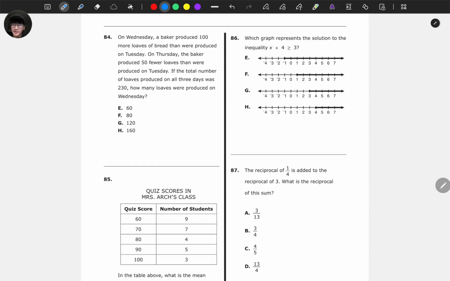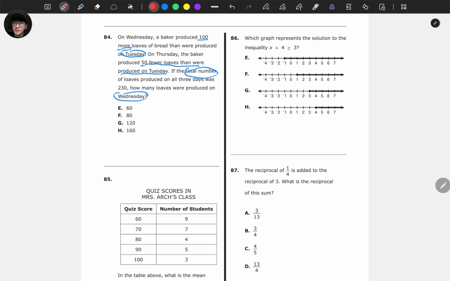So 84. Okay, so on Wednesday, a baker produced 100 more loaves of bread. So 100 more means adding 100 to something. To what? To the amount that was produced on Tuesday. We don't know how much he produced on Tuesday, but let's continue reading. Thursday, the baker produced 50 fewer loaves than were produced on Tuesday. So also in terms of Tuesday. And then the question says the total number is to add up all of those breads, right? On the 3 days was 230. How many loaves? So you need to find out what Wednesday's is.